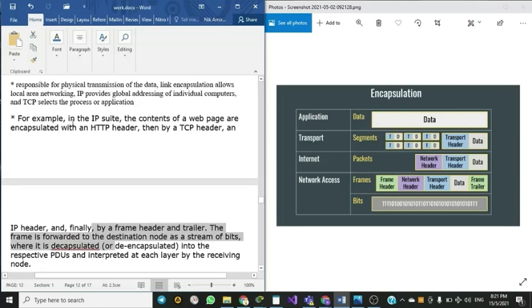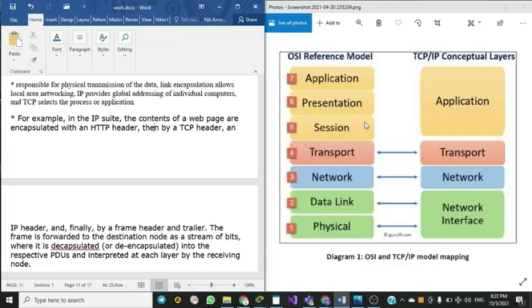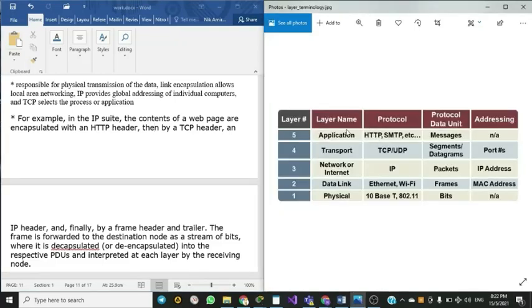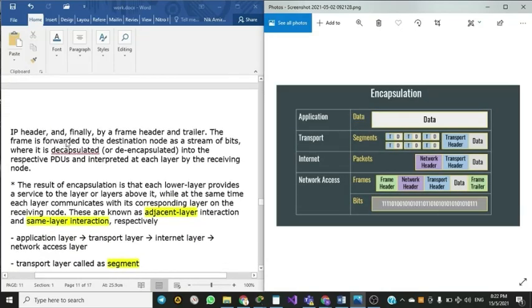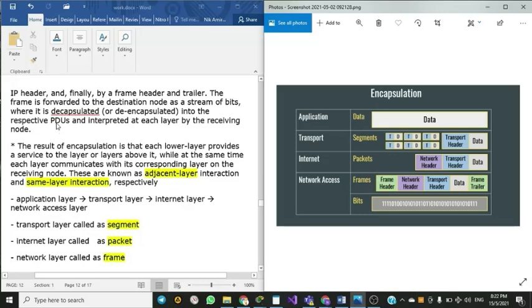We have an example here. In the IP suite, the content of the web browser are encapsulated with HTTP header and HTTP for messaging and the IP header and finally a frame header into the respective protocol data units and interpreted at each layer by the receiving nodes.